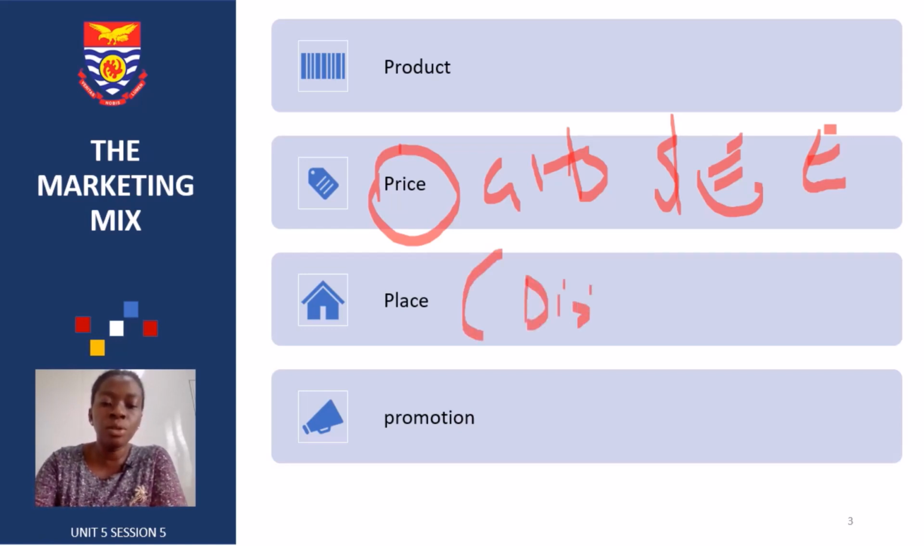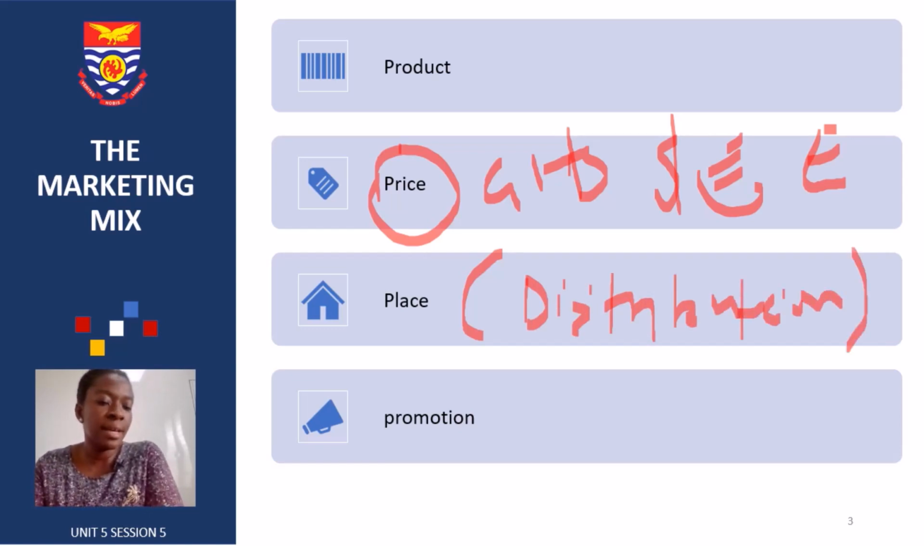Place, or what we may also call distribution, looks at how to get the good or service to the customers or the people who need it, the end consumers or the end buyers. And promotion is all about making the consumers or customers more aware of your product to patronize more of it.